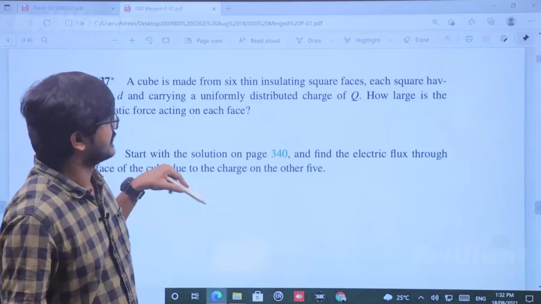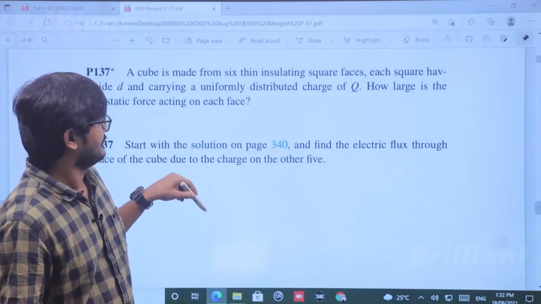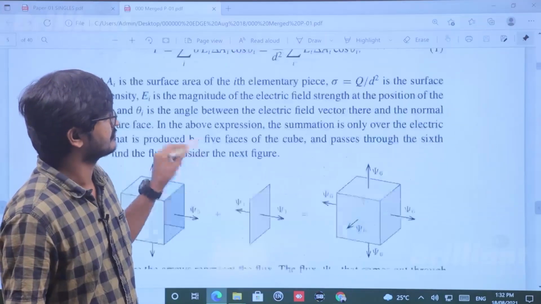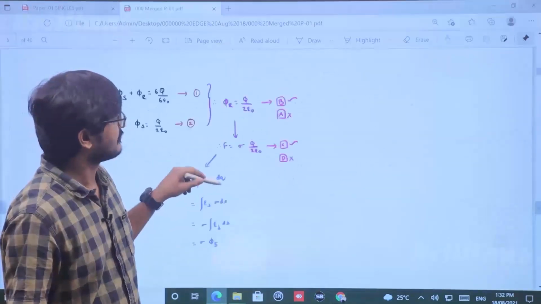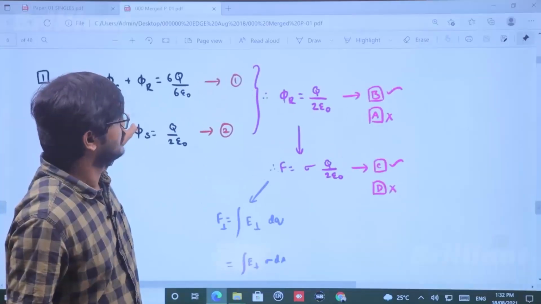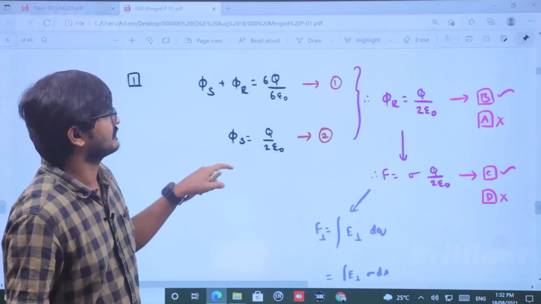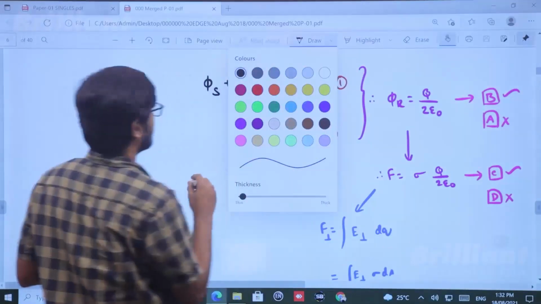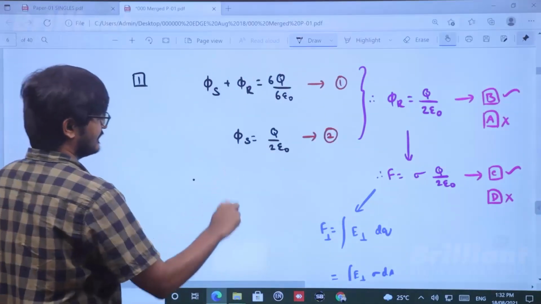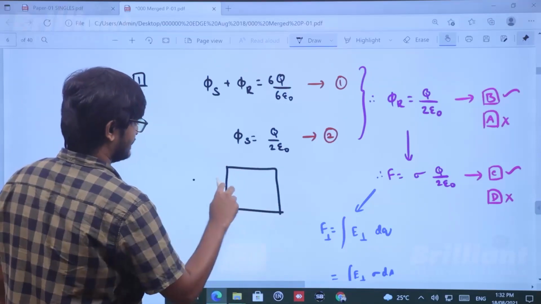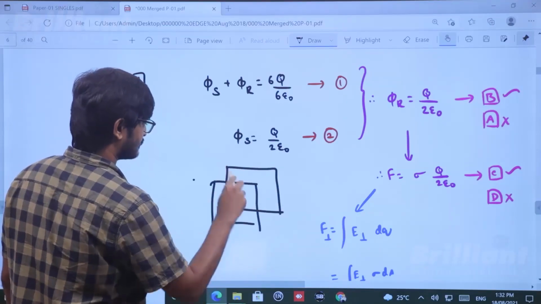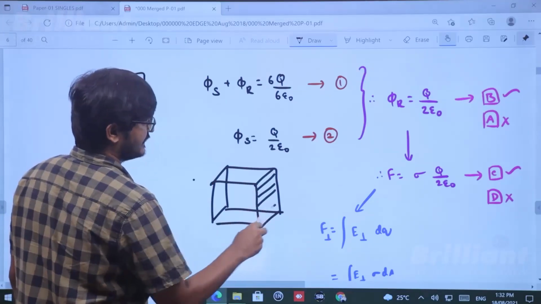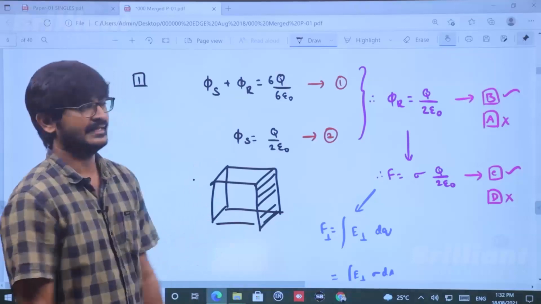So this is the actual question asked, right? Maybe you can see the hint and you can try. So this is what I have written here. It is like there is a cube. Now you want to find the flux through this side because of the remaining faces.